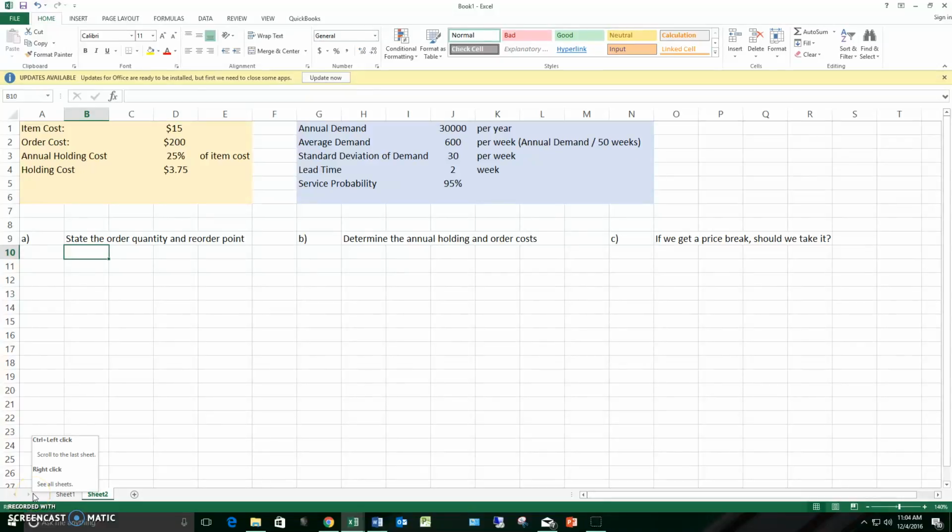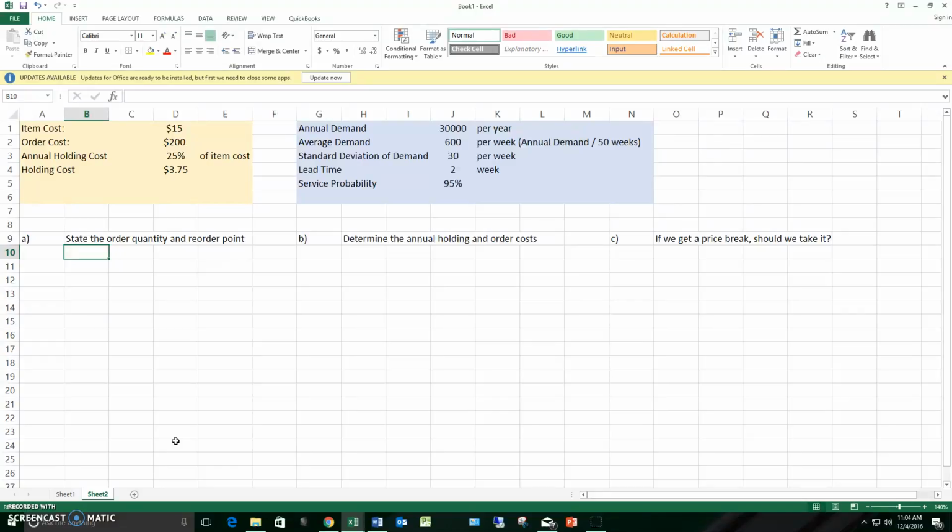Hello everyone. This is a discussion about Chapter 17 and the homework, and I put together some sample data to help you understand, give you some guidance on how to complete homework problem 6 on page 586. So we have some information given to us from the problem.